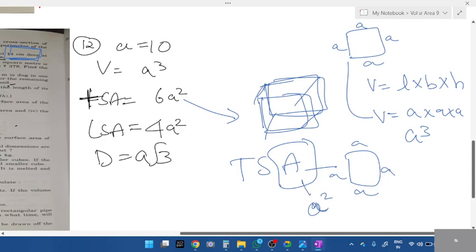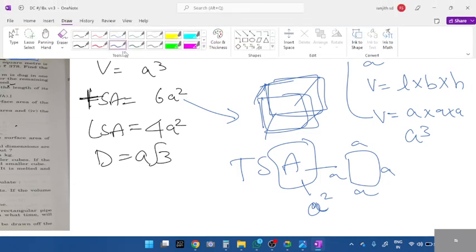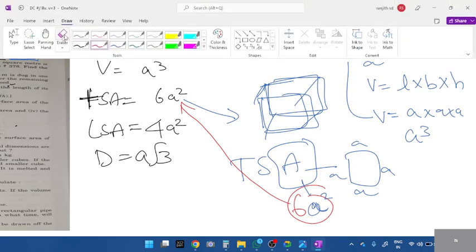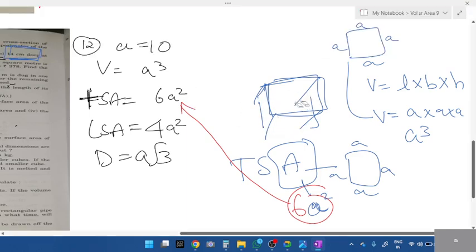For area, a square. Total, how many sides do you have to consider? For total surface area, how many sides do we consider? 6 sides. That's the reason 6a square is the formula. Understood why they have written 6a square? Yeah, each side is a square. It has 6 sides, 6a square.